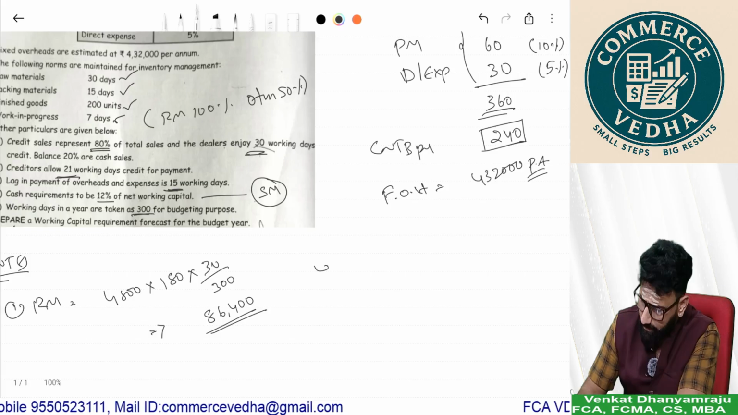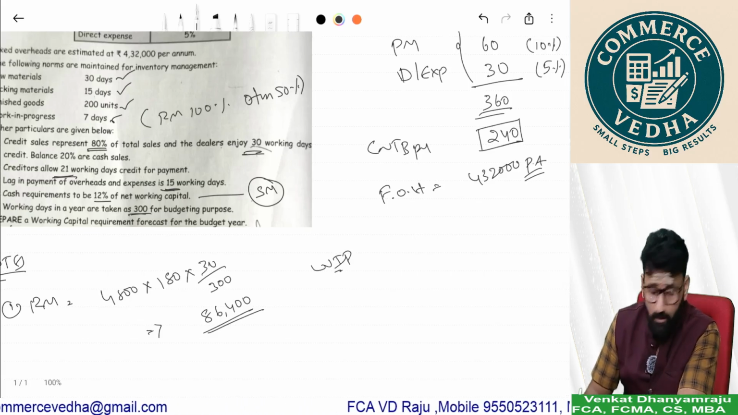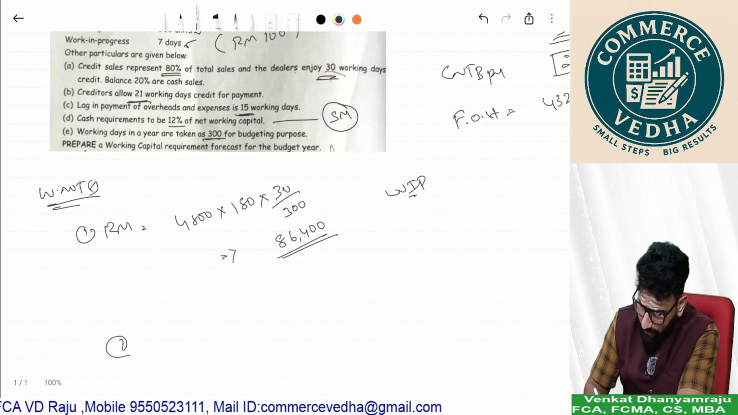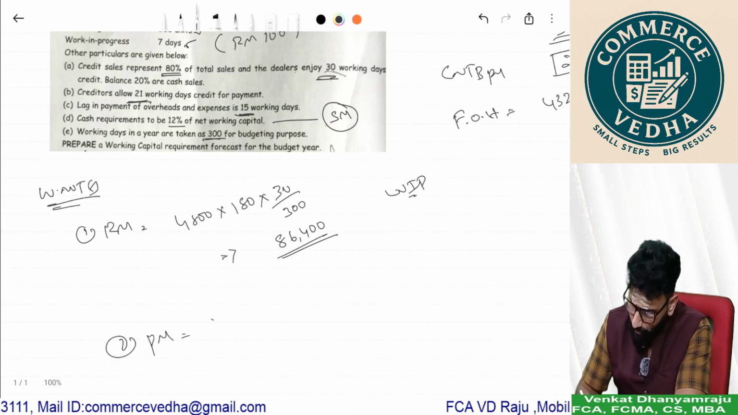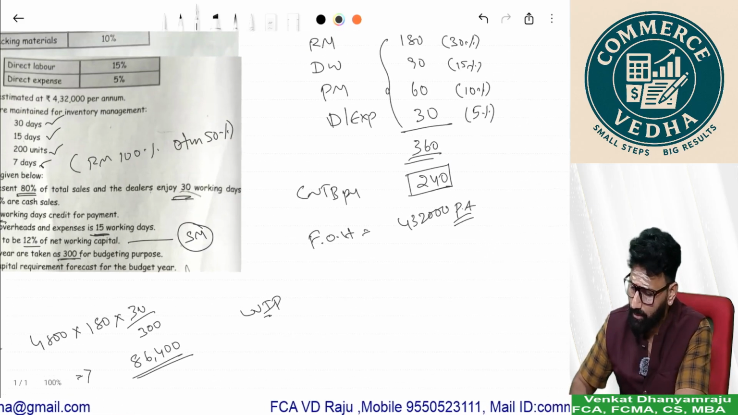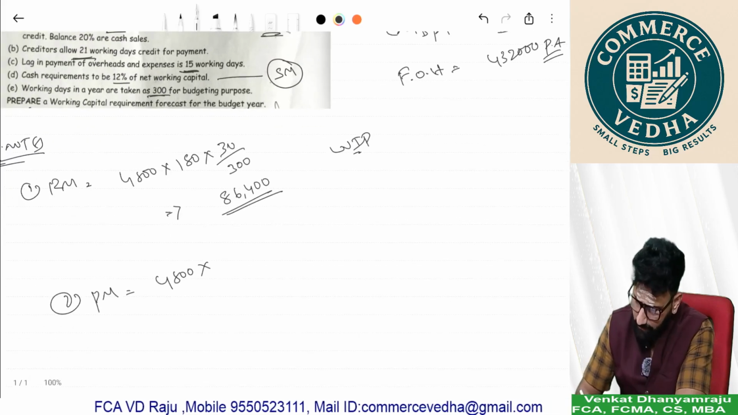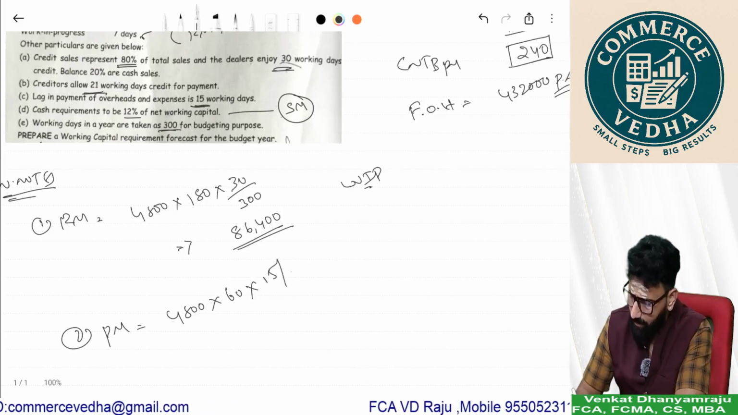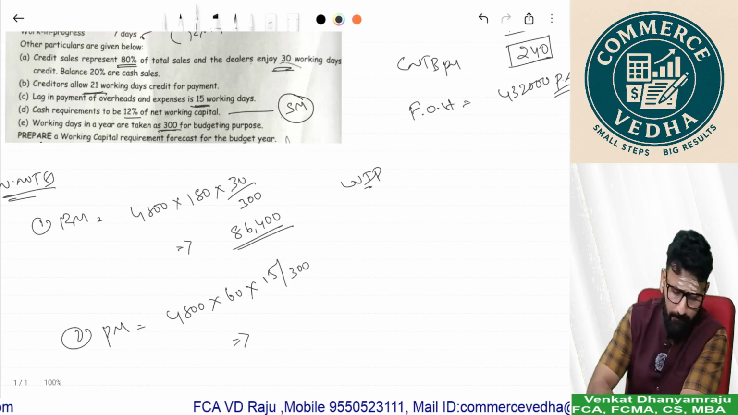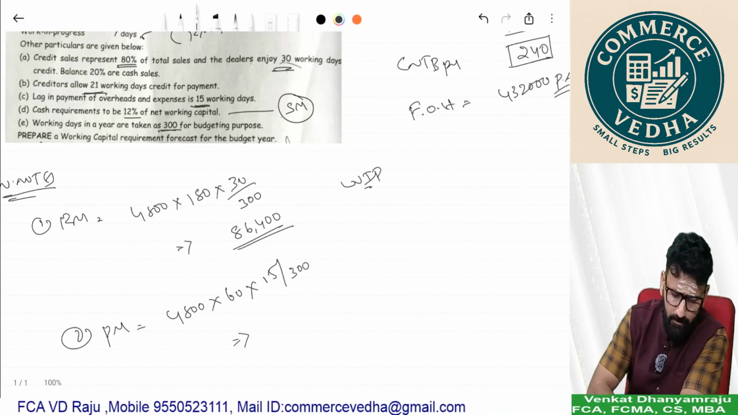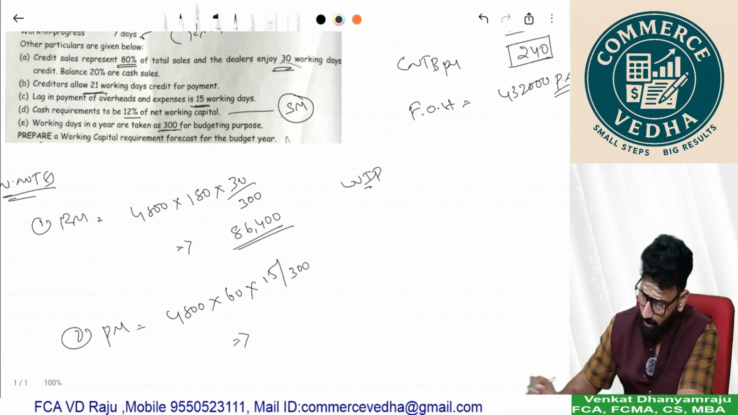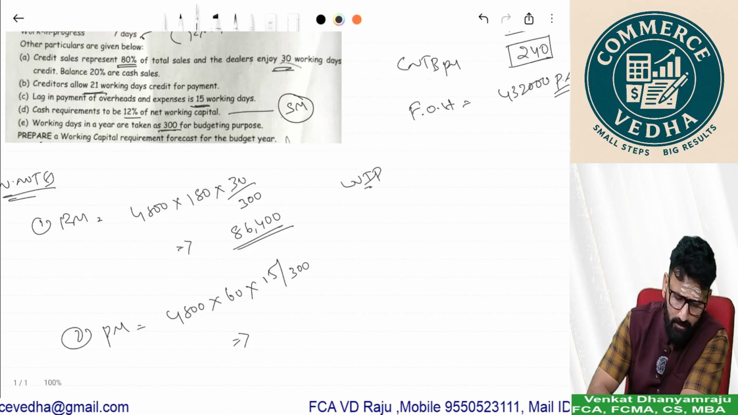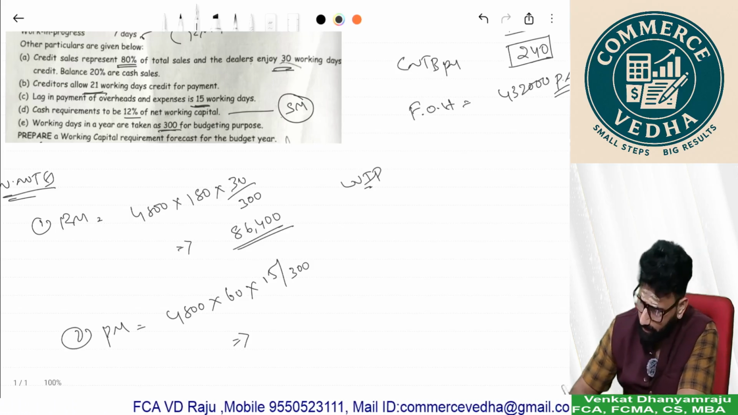Then comes your work in progress. One more material is there, packing material, which is 4,800 into 60 into how many days? 15 days. 15 by 300. So 4,800 into 60 into 15 by 300, 14,400.